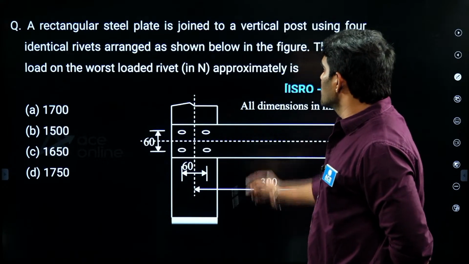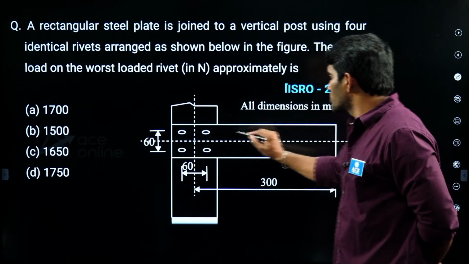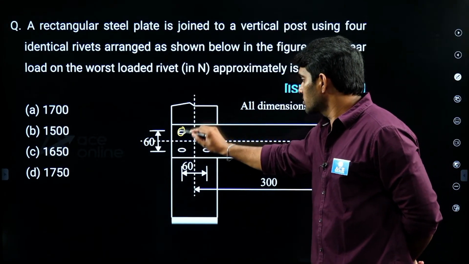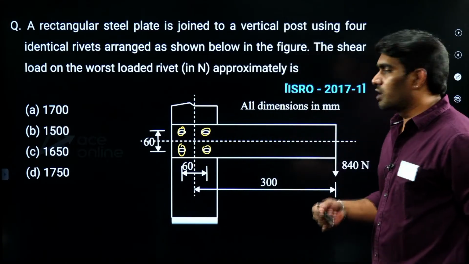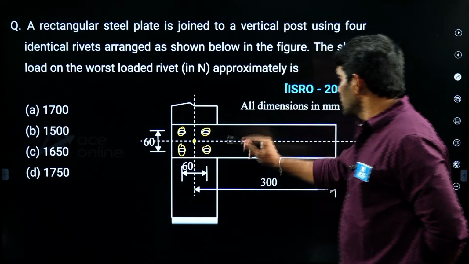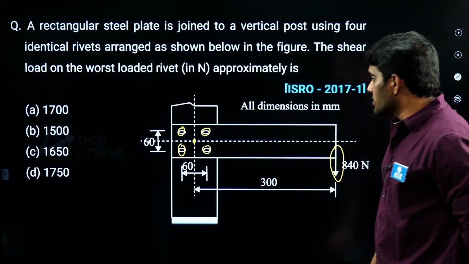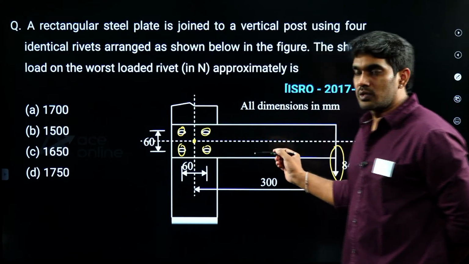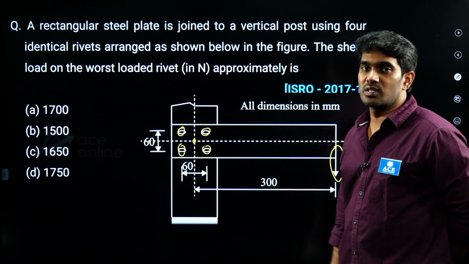The rectangular steel plate is joined. Here you can notice that this is the plate which is joined with the help of 4 rivets. See how smart I am in solving this question. So this is the CG. The load is not passing through CG, so this is called eccentric loading. Because of this eccentric loading, we are getting shear along with rotation, twisting rotation.